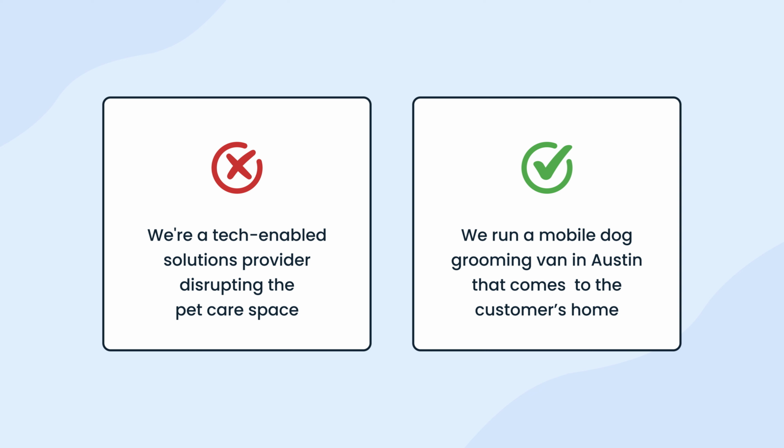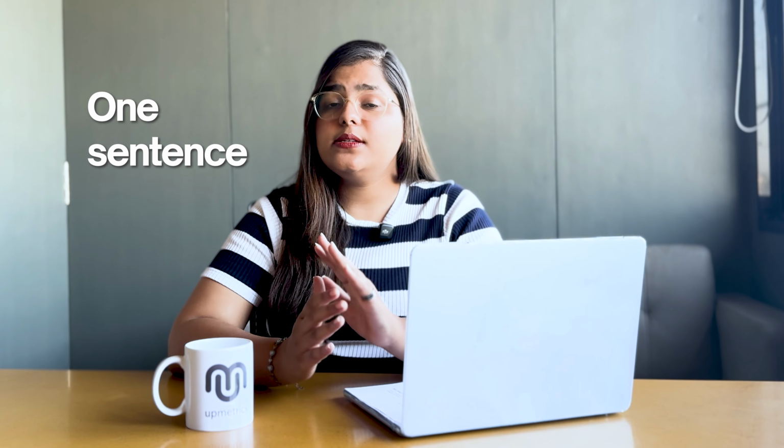Here's a simple test. If someone with zero context can't understand what your business does from that one statement, rewrite it. For example, instead of "we are a tech-enabled solutions provider disrupting the pet care space," try writing "we run a mobile dog grooming van in Austin that comes to the customer's home." One tells you nothing, the other tells you exactly what the business is, where it operates, and why it is different. One sentence, plain language.